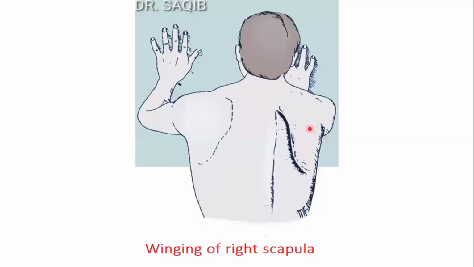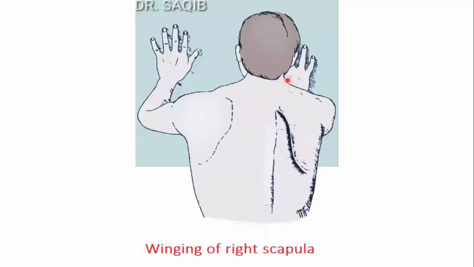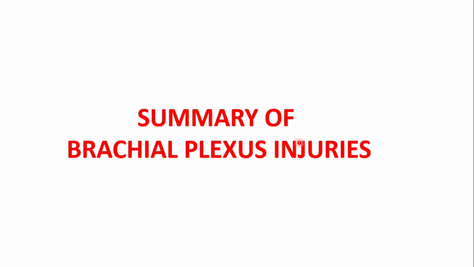This would be the position, this is the right side. And here you see the position of the scapula. This is called winging of the scapula. The scapula is winged, where the vertebral border and the inferior angle of the scapula are no longer kept closely applied to the chest wall and protrude posteriorly in a condition known as the winged scapula. Here you could see again this winged scapula.